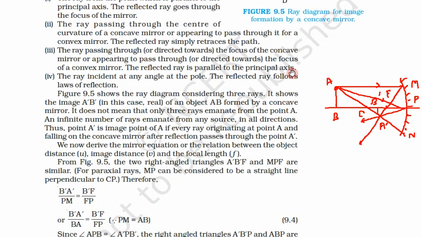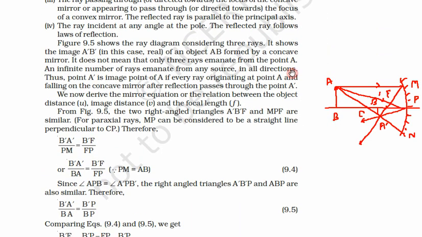So let us see what is there in this figure. This is figure 9.5. Figure 9.5 shows the ray diagram considering three rays. It shows the image A dash B dash. In this case we are getting a real image because the rays are actually meeting. And what was the object? The object was AB, and we have a concave mirror. So the object AB is forming an image A dash B dash by the concave mirror.